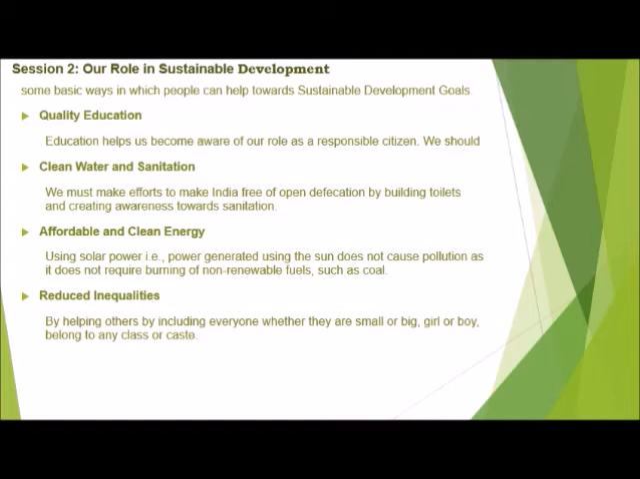Some basic ways in which people can help towards sustainable development goals are: first one is quality education. Education is the most important factor for sustainable development. Children who have gone to school will be able to do jobs so that they can take care of themselves and their families. We should use facilities present in our areas, take our friends to school, help friends study, and stop friends from dropping out of schools.